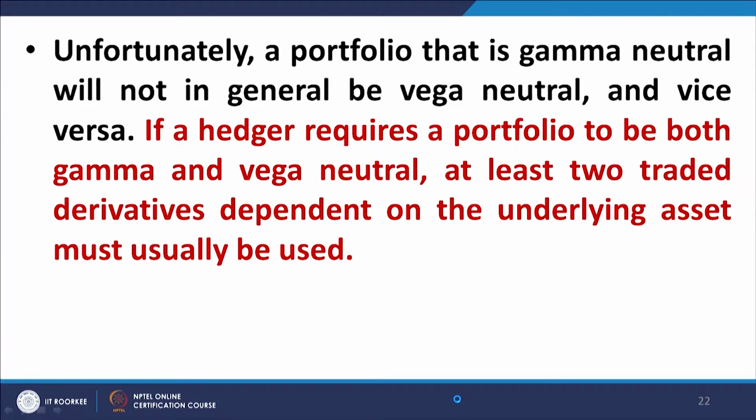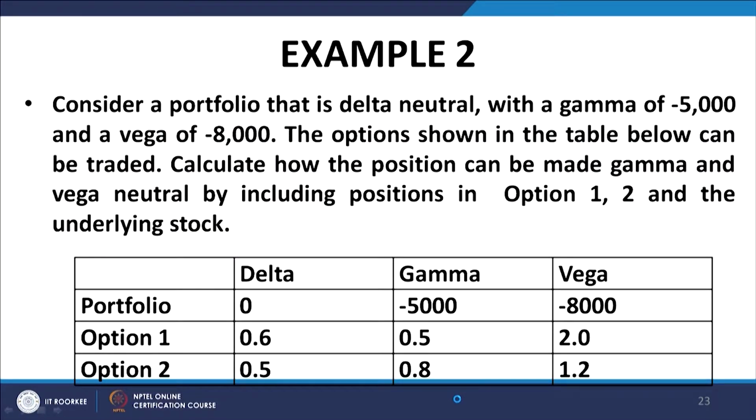I will come to it. Yes, here is an example. Consider a portfolio that is delta neutral to start with. It has a gamma of minus 5000 and a Vega of minus 8000. The options shown in this table are available for trading. See, they are available in the market. You can take positions in these options. How can the position be made gamma neutral and Vega neutral by including positions in options 1 and 2?